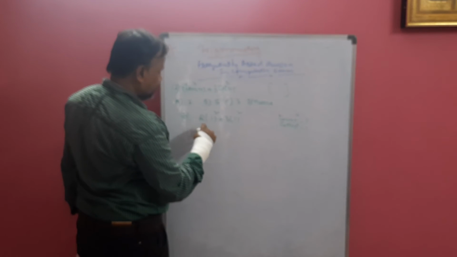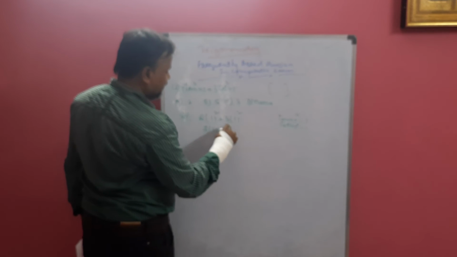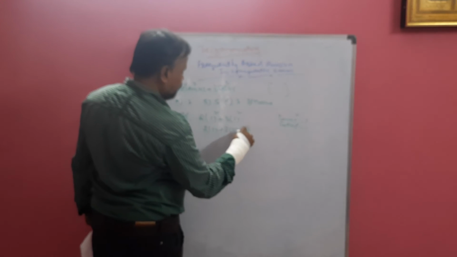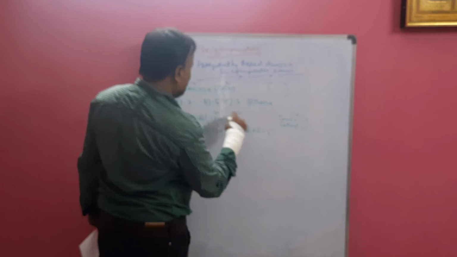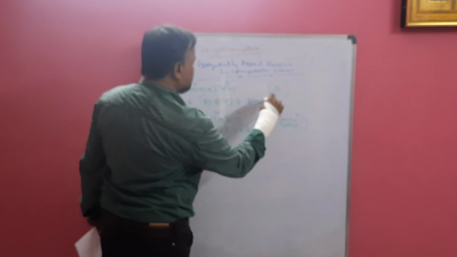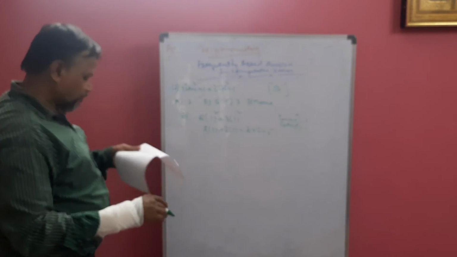So this is nothing but 2 into 1 plus 3 into 1. Square of 1 is 1. 2 plus 3, that is 5. So B is our solution. B is our solution.